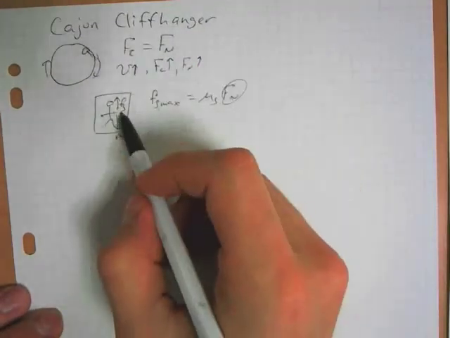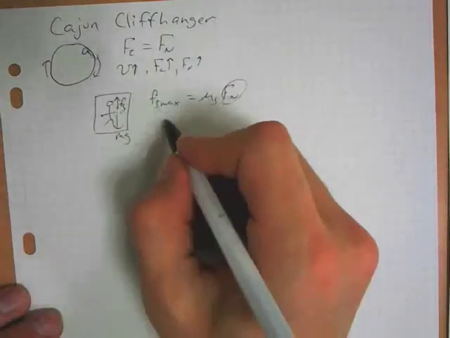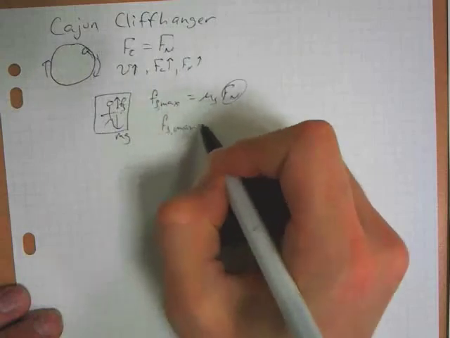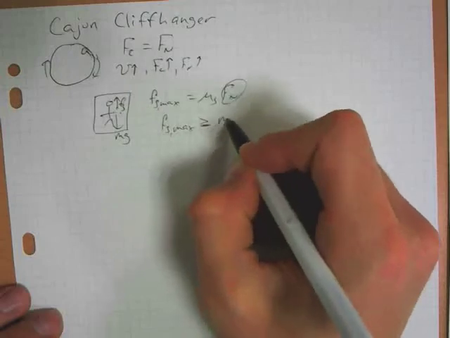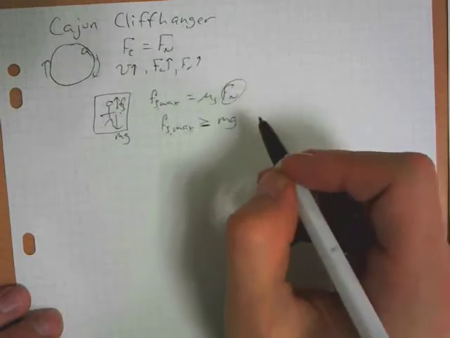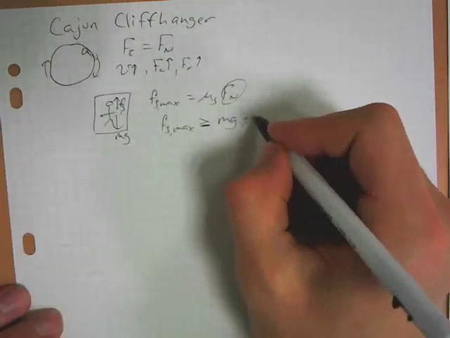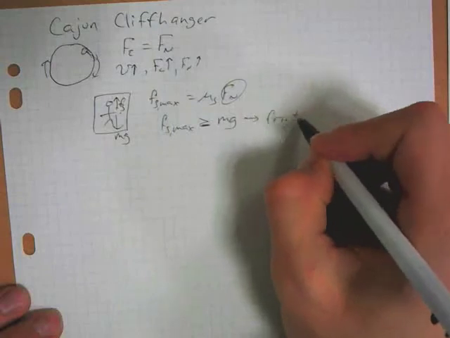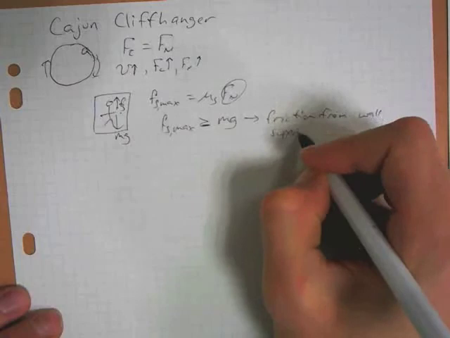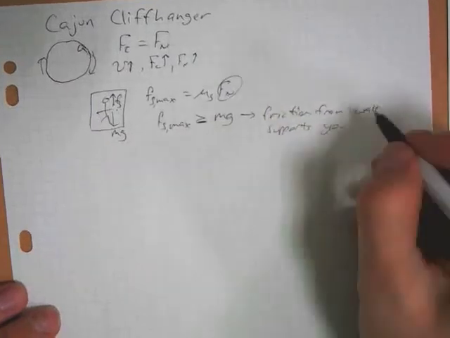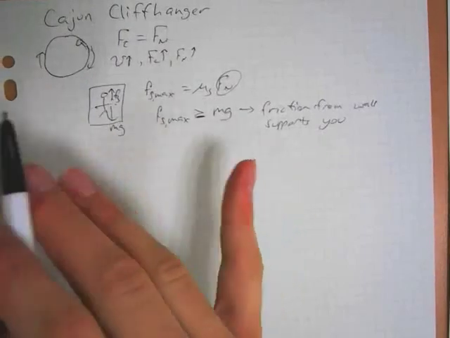And at a certain point, when you get going fast enough, that maximum value of static friction is bigger than your mg, or equal to your mg, then you don't actually need the floor to support you. Friction from the wall will support you. And at that point, in the ride, what happens is that the floor drops down, and then you're just pressed up against the wall, spinning around and around. It's a lot of fun.